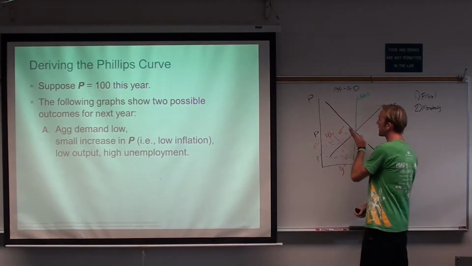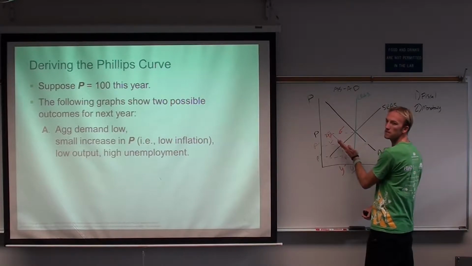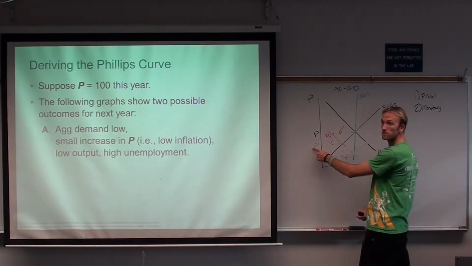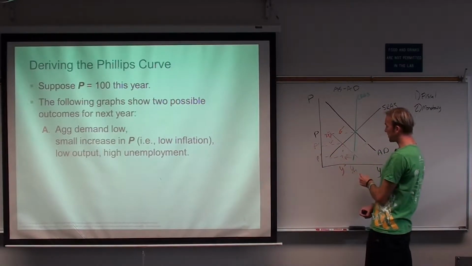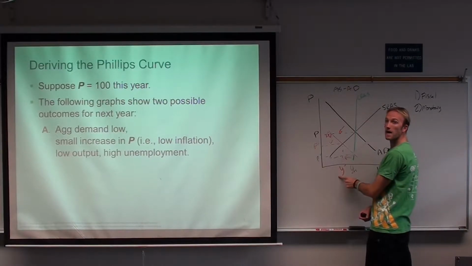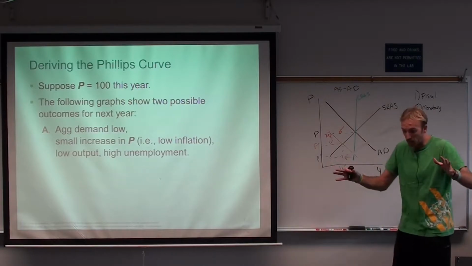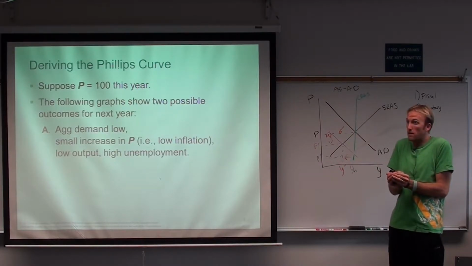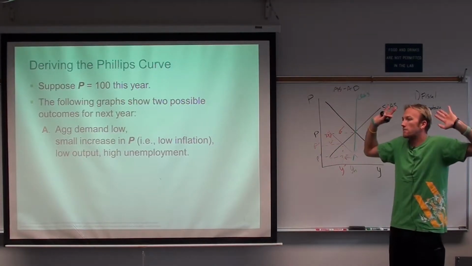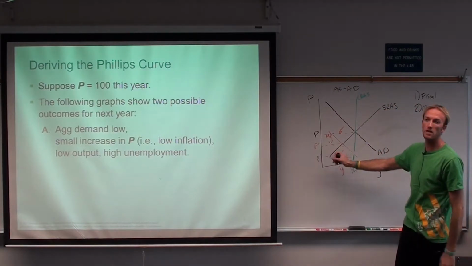And so what does that do to price? When aggregate demand falls, price is low. And what does that mean about unemployment? High unemployment, because the GDP fell. When GDP falls, that means all the factories are shrinking because they're not making as much, so they're laying off people. So there's high unemployment. So there's the first possible option. The AD curve could be low.